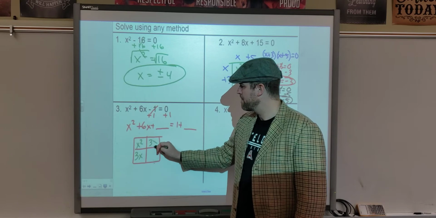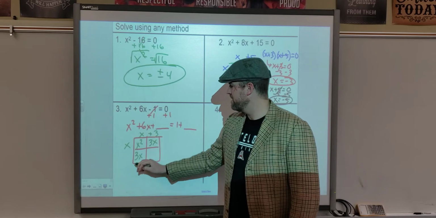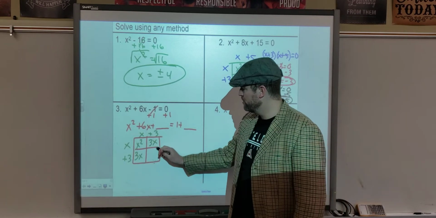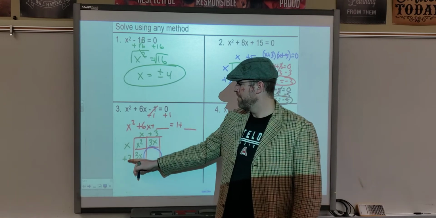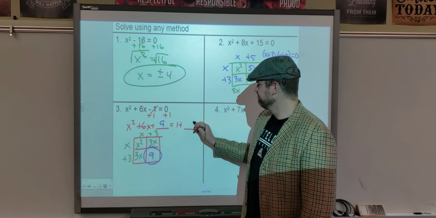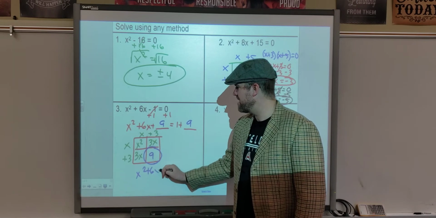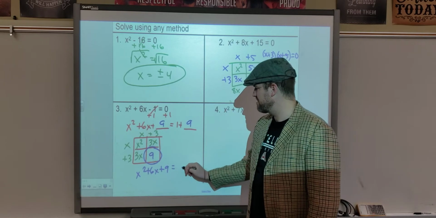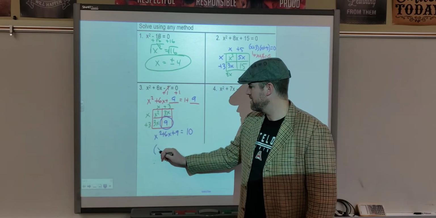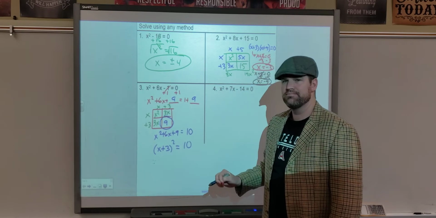We take out our common factors, and we get x plus 3 times x plus 3, which means our new term has to be 3 times 3, which is 9. So we're going to add 9 to both sides, which allows us to then rewrite the problem as x squared plus 6x plus 9 equals 10. This is now a perfect square, x plus 3 squared. This side is still 10.